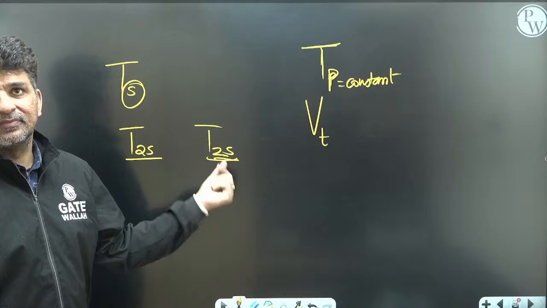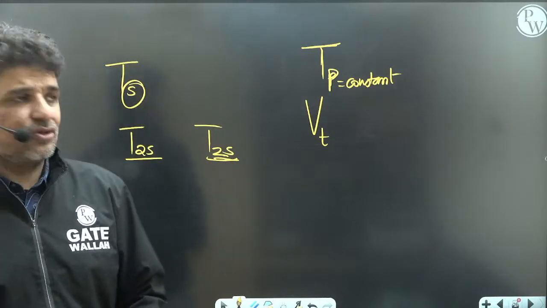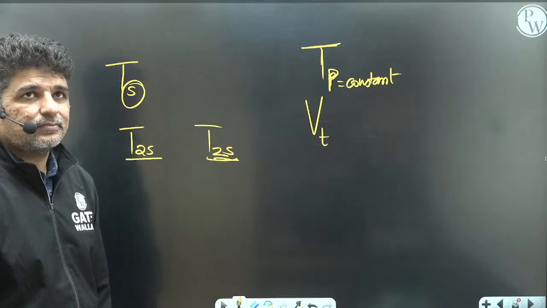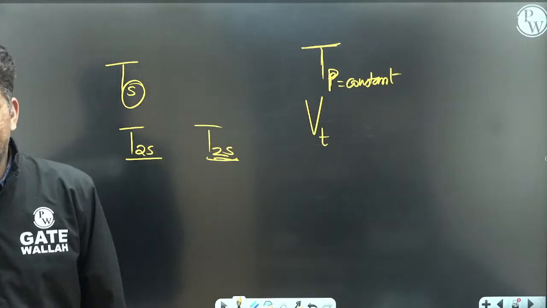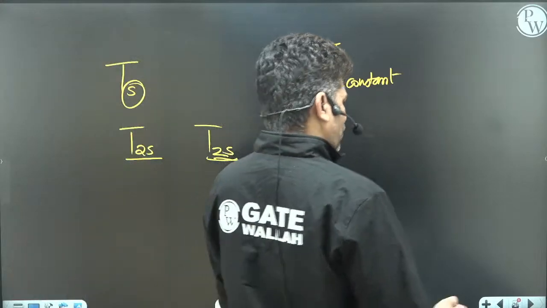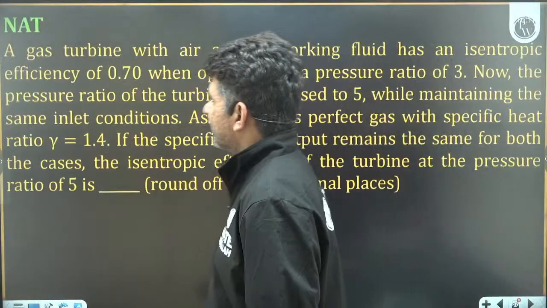Understood? Yes. So this is constant entropy. That means isentropic temperature. I hope everybody understood. Okay. Very good. Chalo. So let's do another question.